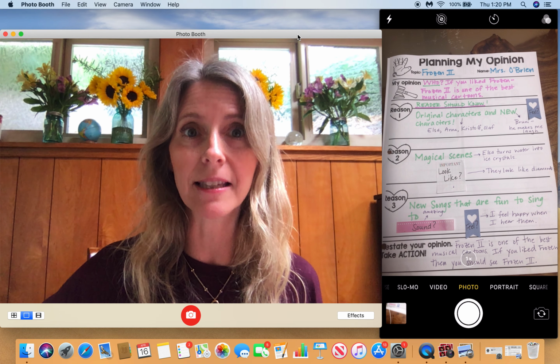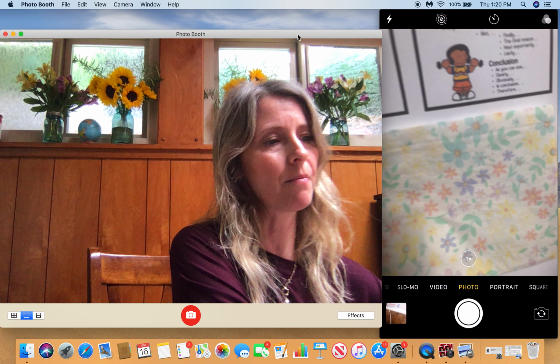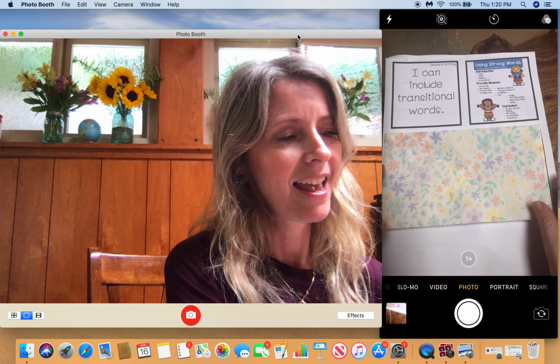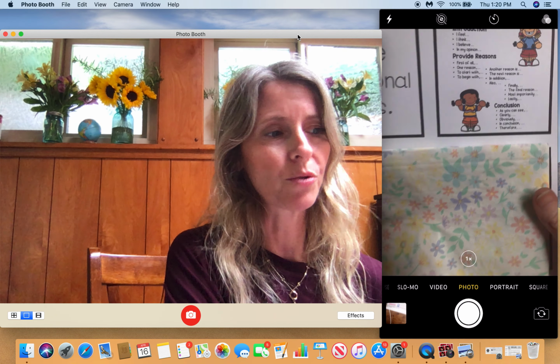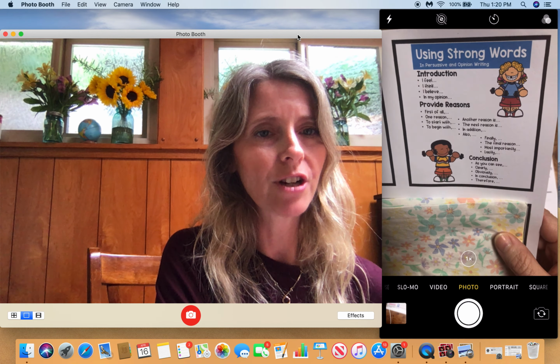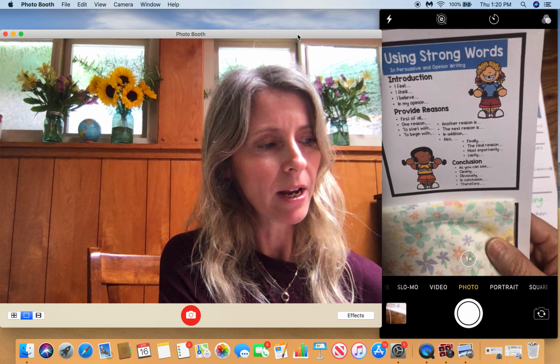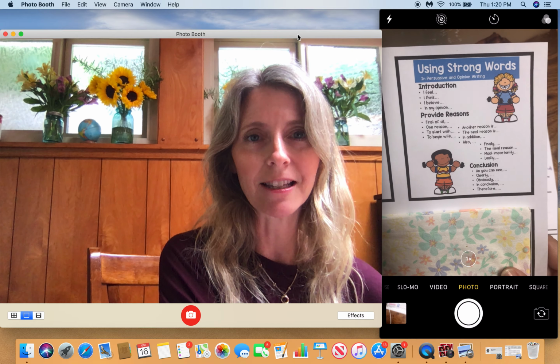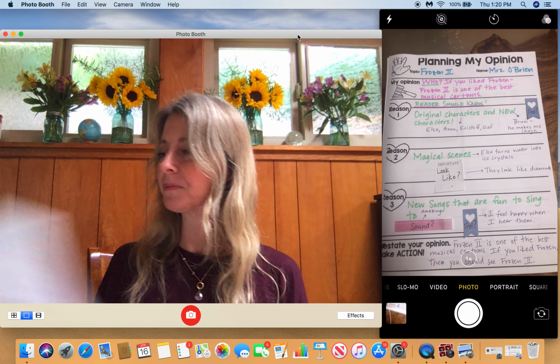So today, as we are taking our work from our planner and putting it into our writing, we're going to think about the size of the letters, but we're also going to think about our transition words. And what are some strong transition words we can use? Let's take a moment to review. In our introduction, we can talk about I feel, I think. When we're starting new paragraphs, first of all, one reason, in addition, and we can even add transition words into our conclusion. So let's look for some of those transition words as we write today.